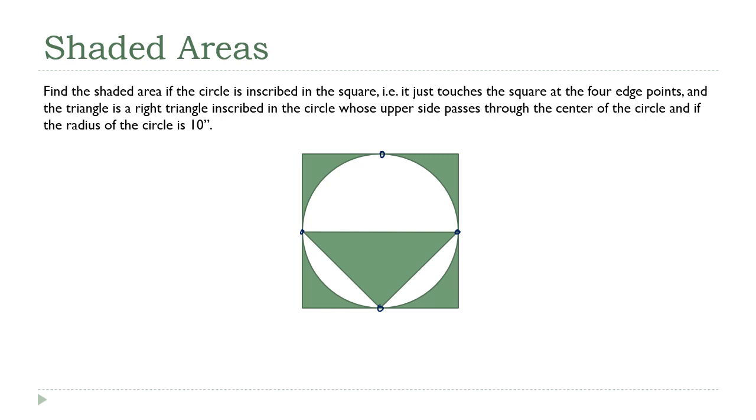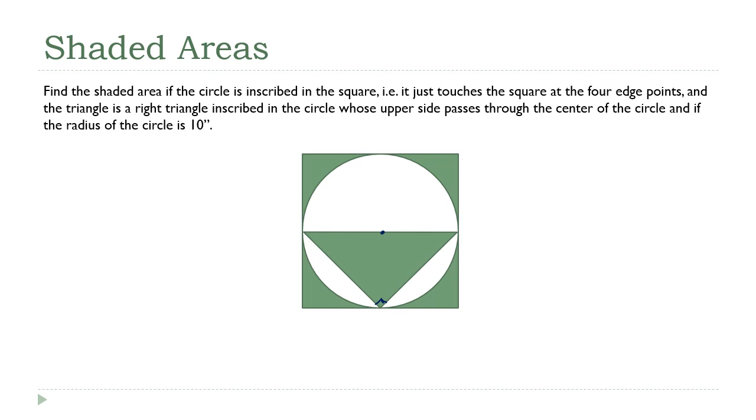So what else do we know? You've got these inscribed parts. It's a right triangle. Now, whoever drew this diagram didn't write this in, but I'm going to go ahead and do it. Let's put the symbol for a right triangle there. So I know that that's a right angle. So a right triangle inscribed in the circle whose upper side passes through the center. And the radius of the circle is 10.